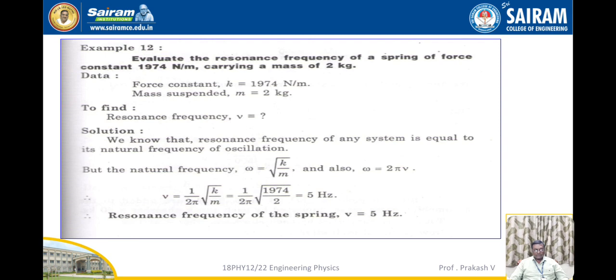So we are able to get the value of mu as 5 Hertz. Therefore, the resonance frequency of the spring is equal to 5 Hertz.